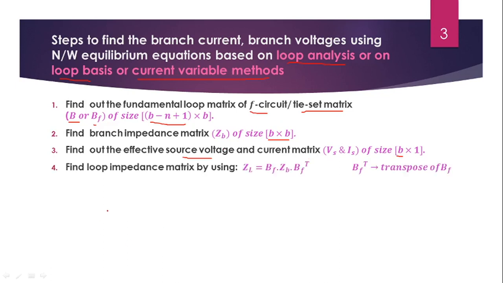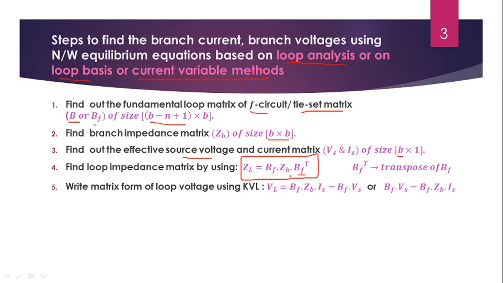Fourth step, we have to find out the loop impedance matrix by using this relation. The relation given here is: loop impedance matrix ZL equals tie set matrix into branch impedance matrix into the transpose of the tie set matrix, B suffix F and its transpose, so that's the transpose of B, or the transpose of your tie set matrix.